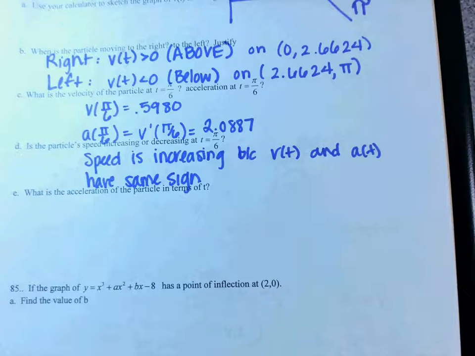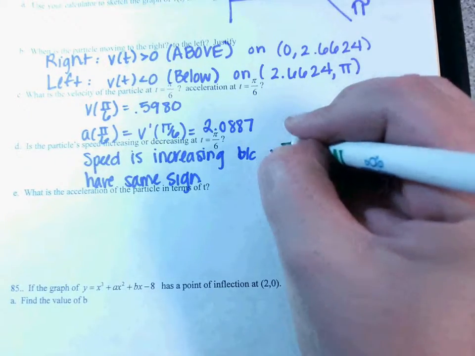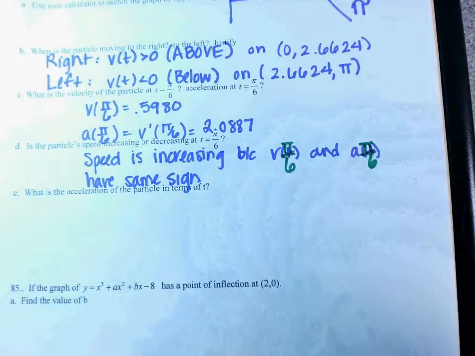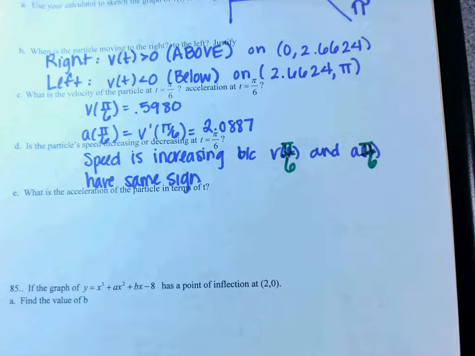Some of y'all put at t equals pi over 6, that's fine. But I would prefer that you just pull one of these. Pi over 6. Yes, if you didn't put at t equals pi over 6, you would have lost a point. But if you did put it, then it's okay.